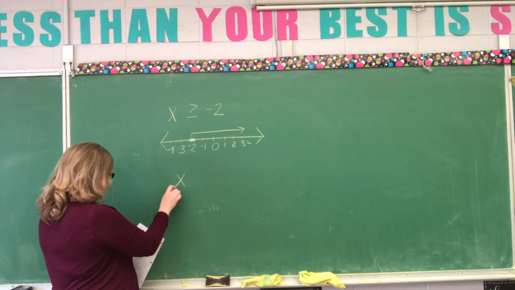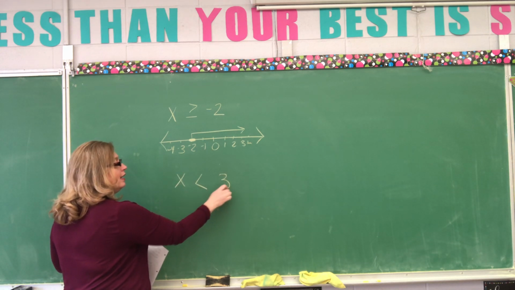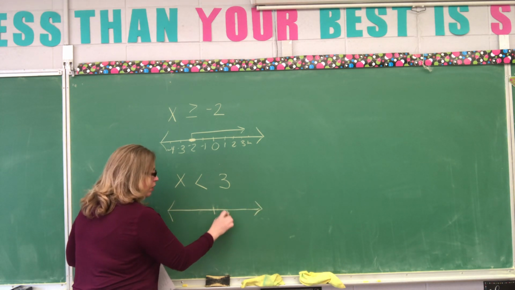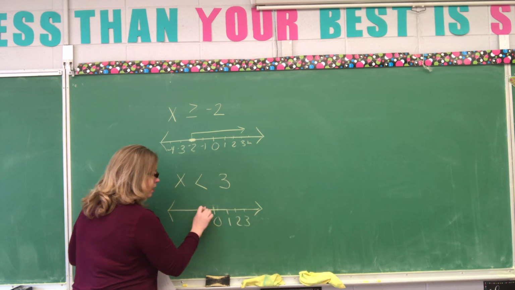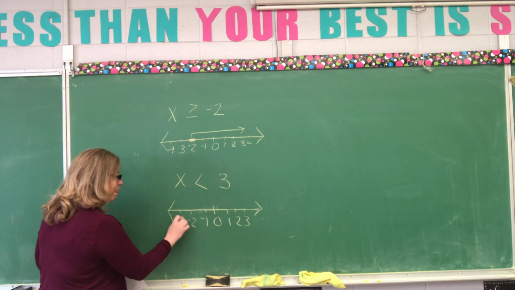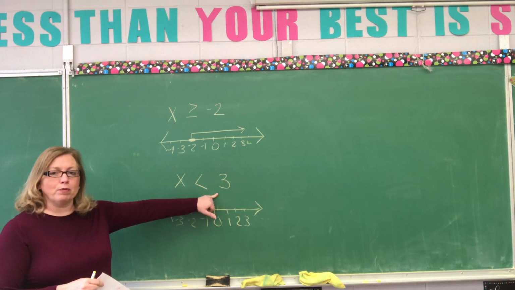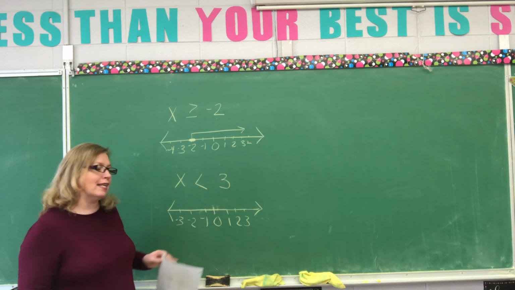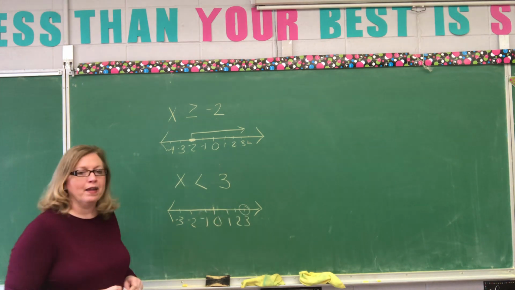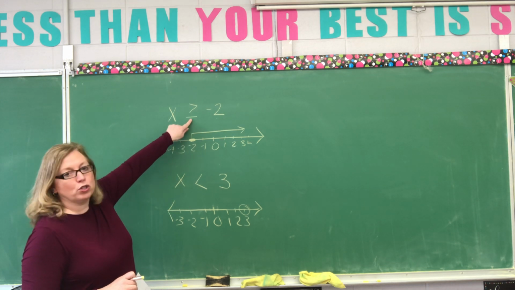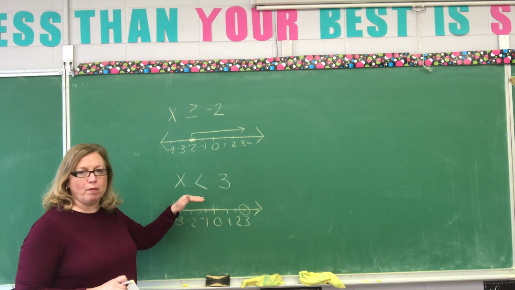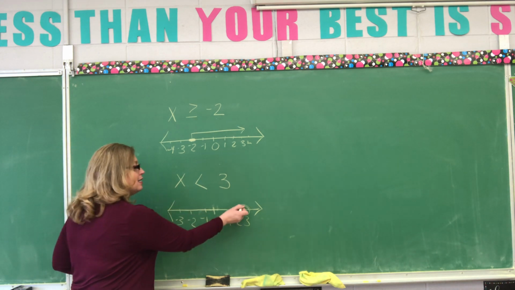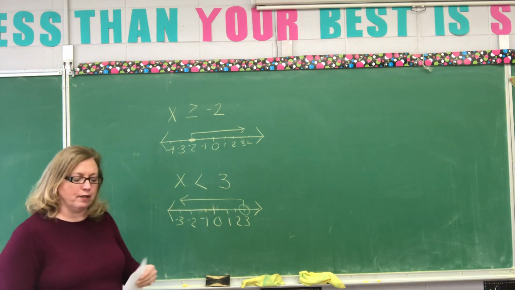Look at your next one. It says x is less than 3. So this time when I make my number line, I'm going to find the 3. It's right here. Because it's only less than, I'm going to leave the circle open. I fill it in if it says equal to. I leave it open if there's no equal mark, okay? And it says that x is less than 3. So which side of 3 is less? We're going to go to the left, okay?